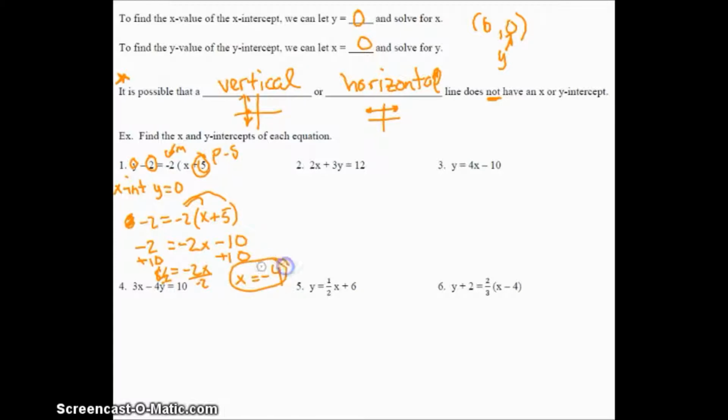So are we done yet? No, because if you think back to our solution, we need it in an ordered pair. So if we solved for x, you just plug in negative 4, comma, 0. And this right here is our final answer for our x-intercept.